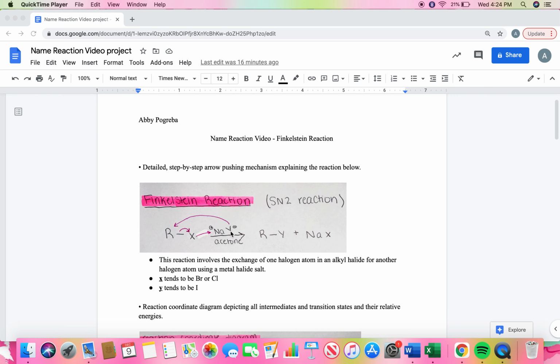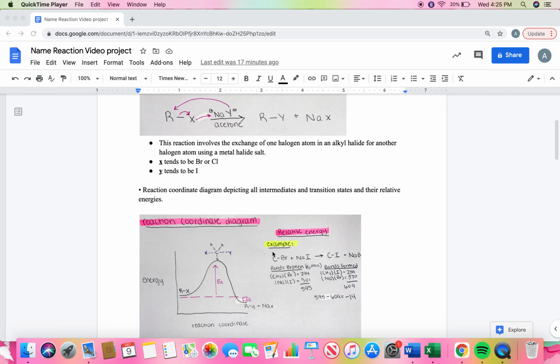For this example, Y, which is iodine, is negatively charged. This will attack the R group, and the bond connecting the R group with the X group, which tends to be bromine or chlorine, will then go to X, and then X will attack the positively charged sodium. The products will then be these, and you can tell that the Y and X got exchanged.